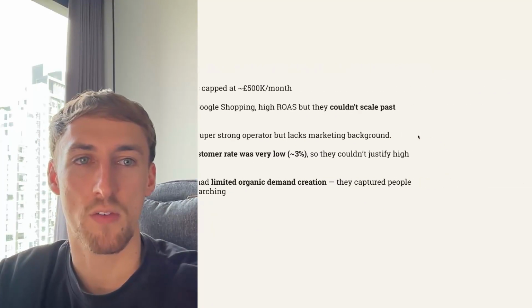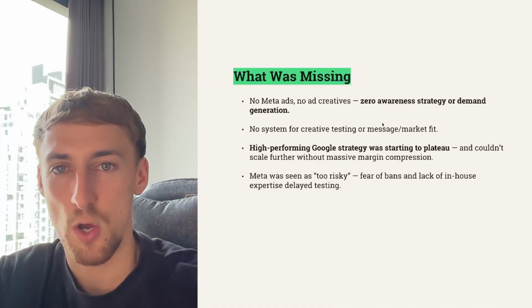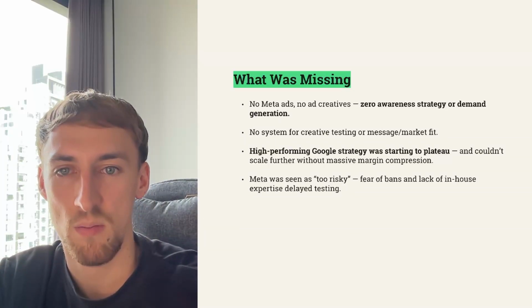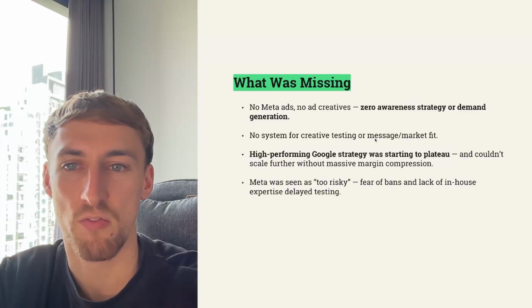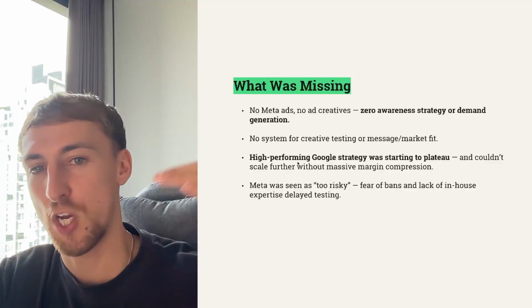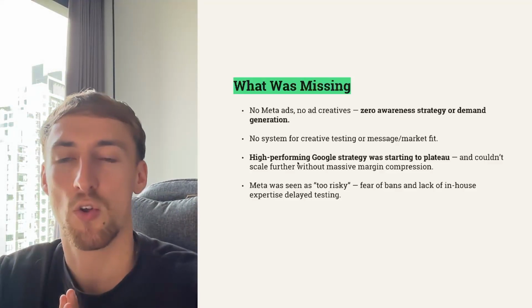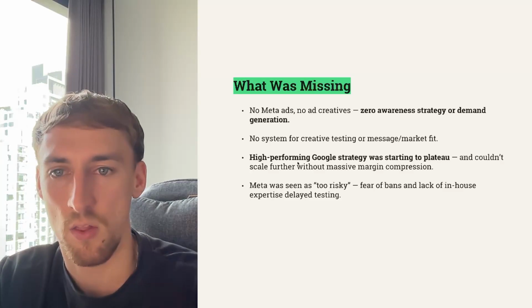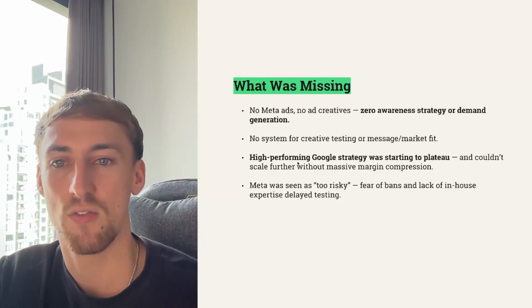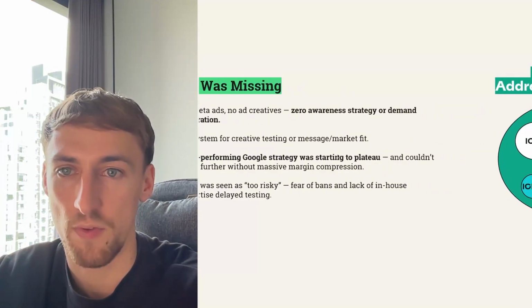Now, if we move on to the next phase, it was what was missing. So they had no Meta ads, they had no ad creatives, zero awareness strategy or demand generation. They had no system for creative testing or message and market fit. They had a high performing Google strategy, which was starting to plateau, so they pretty much capped. They couldn't scale further without massive margin compression. So they couldn't scale the Google ads unless they took a hit on the margins. Meta was seen as too risky because they had fear of bans, lack of in-house expertise, pretty much delayed ever trying Meta. So imagine these guys were stuck at 500k per month.